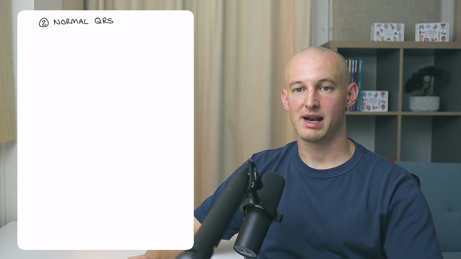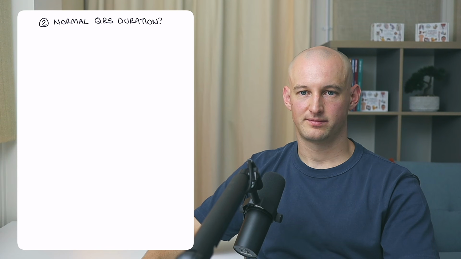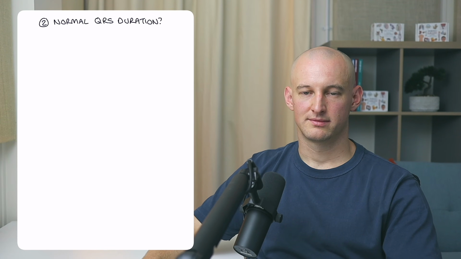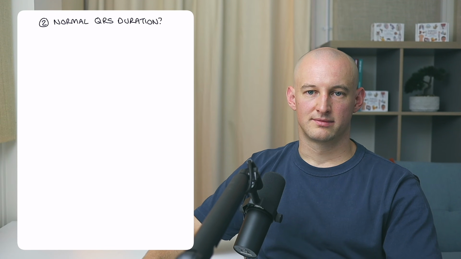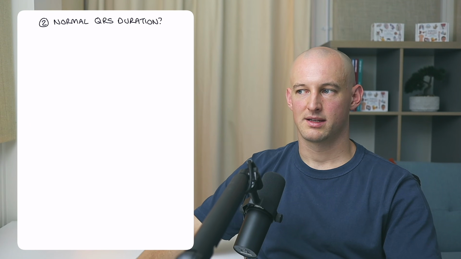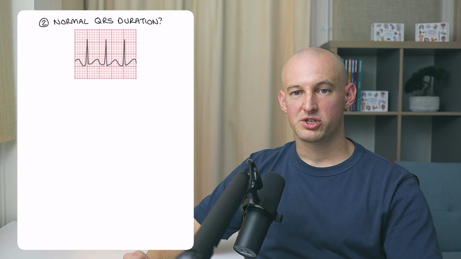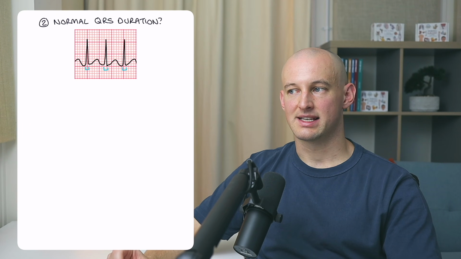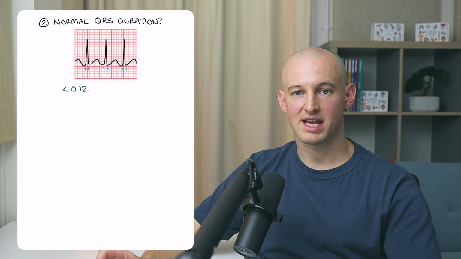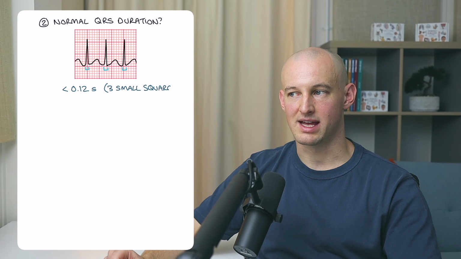Question 2. What is the normal QRS complex duration? The normal duration of the QRS complex is less than 0.12 seconds, or 3 small squares.